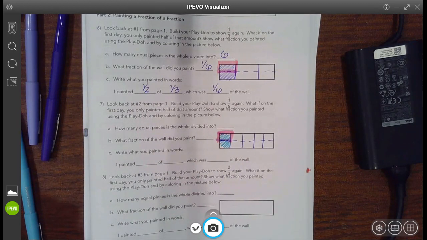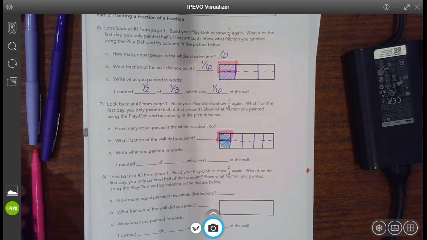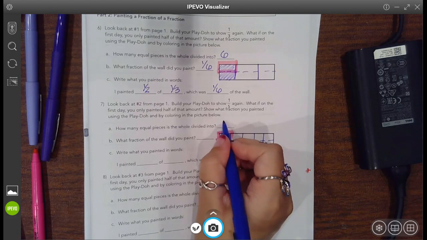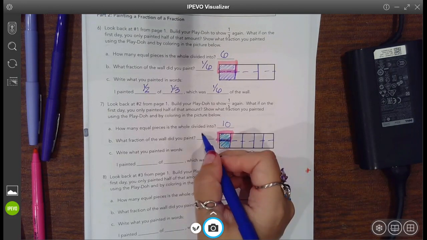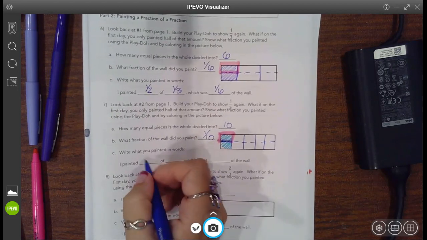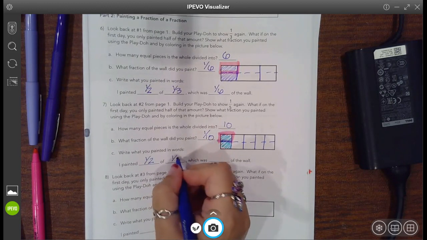Okay, well, to help us answer this, how many equal pieces is the whole entire wall divided into? 1, 2, 3, 4, 5, 6, 7, 8, 9, 10 pieces. Okay, what part of the wall did you paint? You painted 1 out of 10 pieces. And why did that happen? Because you only painted half of 1/5, right?